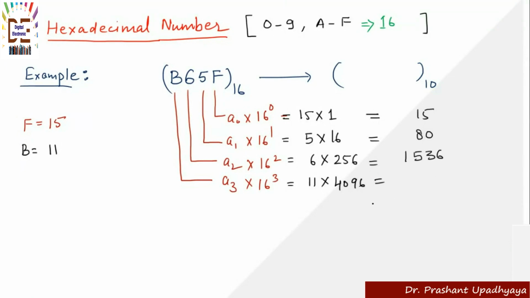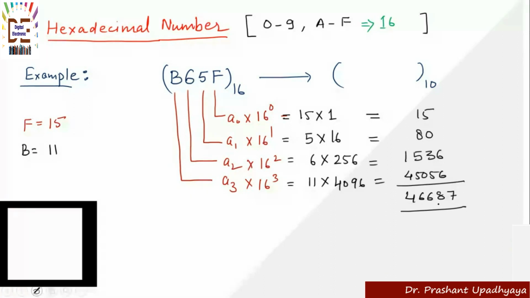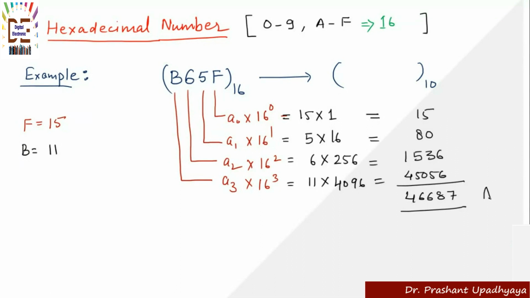1536. And what is 4096 multiplied by 11? 45056. And if you add this all, you will get the answer 46687. So the answer which you are going to get here will be 46687.